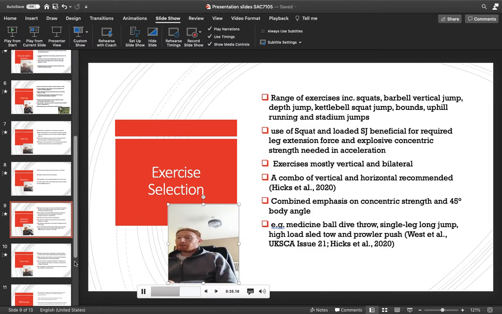So if we're being critical, we want to look at exercises that cover both the horizontal and the vertical direction, with the exception of the stadium jumps. All the exercises are in the vertical direction. If we look at different exercises by West and Hicks, we have different exercises that are effective to that end, like medicine ball drive throw, single leg long jump, high load sled tow.